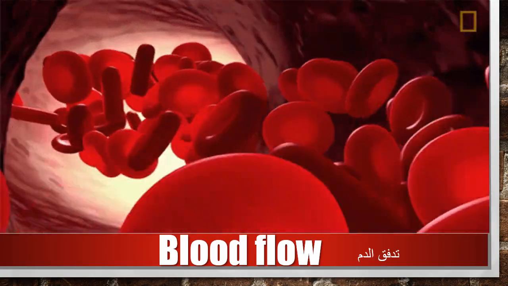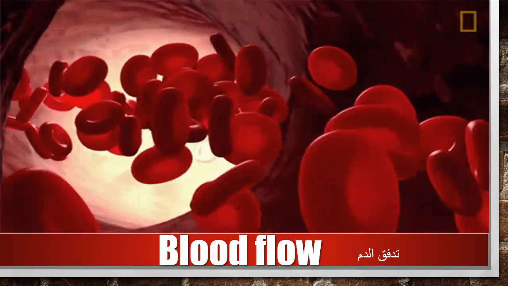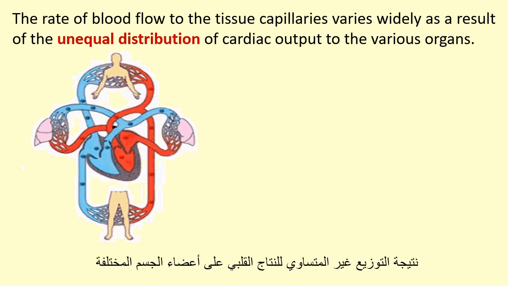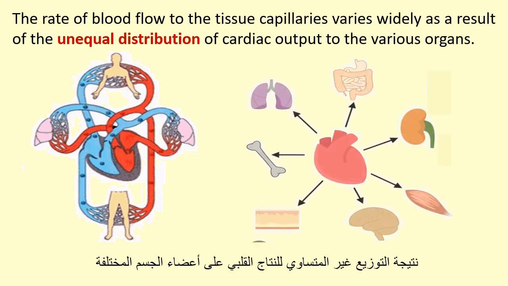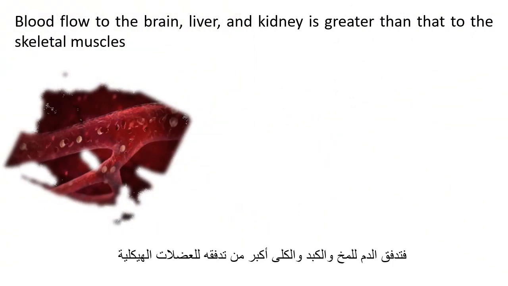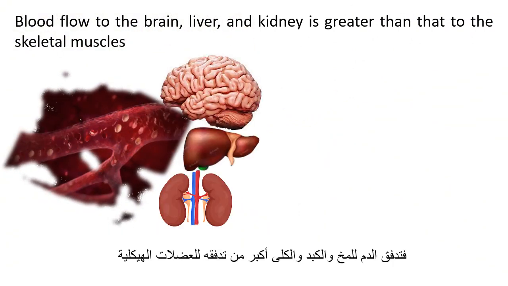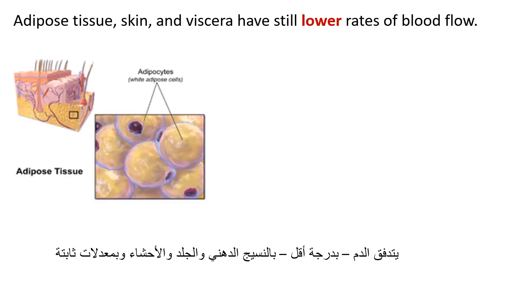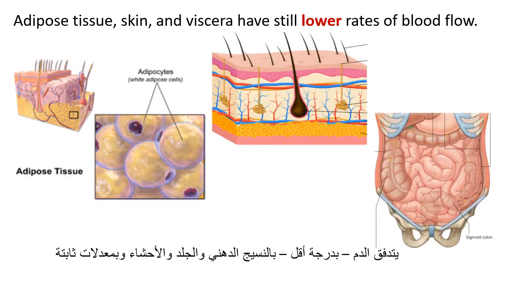Blood flow. The rate of blood flow to the tissue capillaries varies widely as a result of the unequal distribution of cardiac output to the various organs. Blood flow to the brain, liver, and kidney is greater than that to the skeletal muscles. Adipose tissue, skin, and viscera have still lower rates of blood flow.